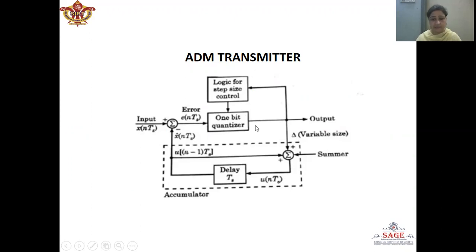This is same as the delta modulator system, but here we have an additional component, which is logic for step size control. According to the polarity of the error signal, which is given to the 1-bit quantizer, the output is decided. So here we will get the variable size of the output, which will be added with the previously predicted sample, and it will generate u(nTs), which after a delay Ts will generate u(nTs minus Ts), which will be the predicted sample from the previous samples, which will be compared with the next incoming message sample.